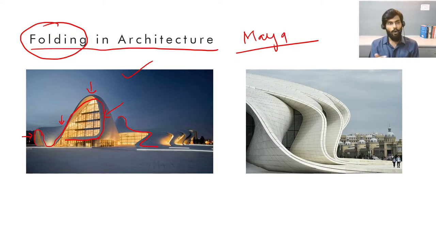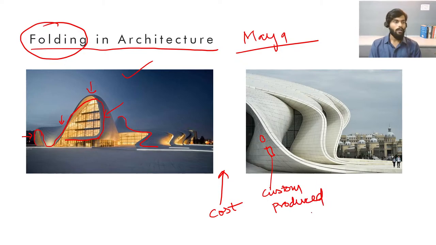But there was a con behind this particular designing methodology. The cost went up very high. Why? Because each of these panels that you're seeing had to be custom produced. As you can imagine, if you go out and buy furniture that is produced in mass, it costs you less. But if you design something that is custom, that is unique to you, and you start manufacturing it, it costs you more. Anything that is custom produced will cost you more. So the cost automatically went up.